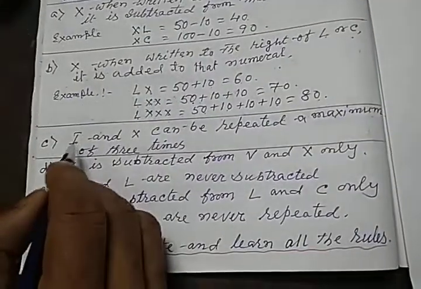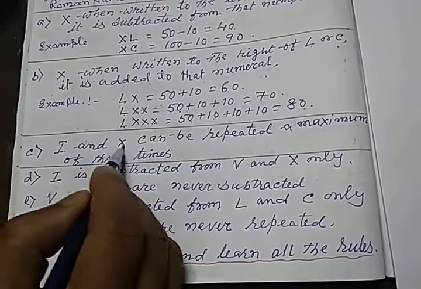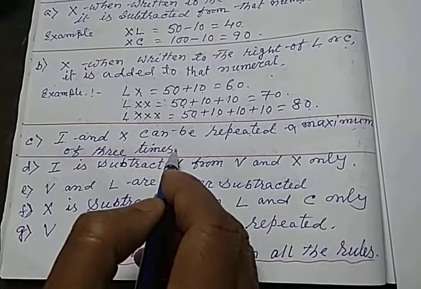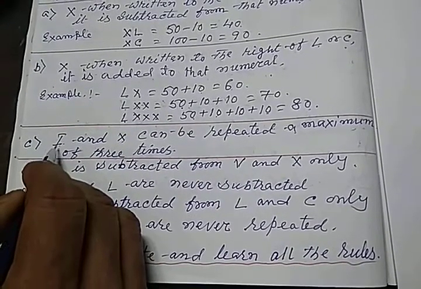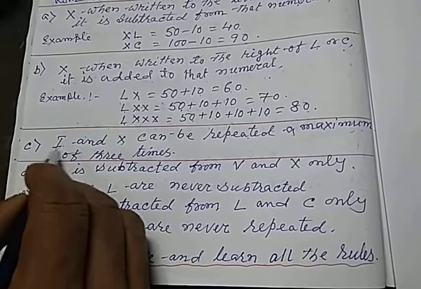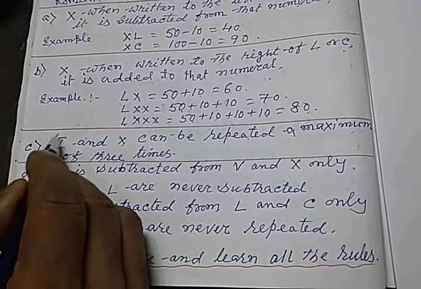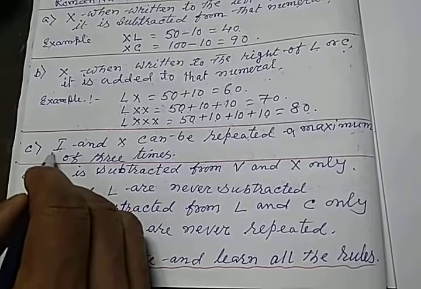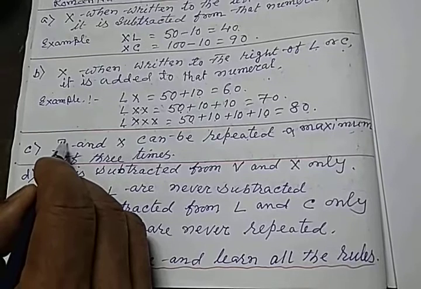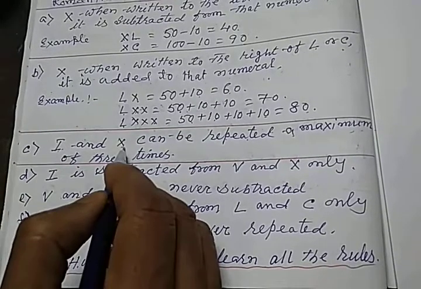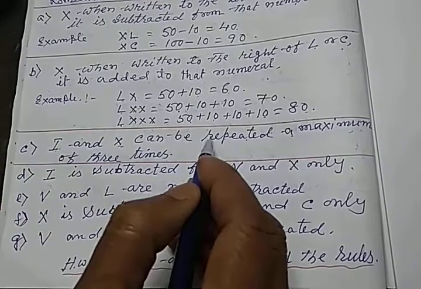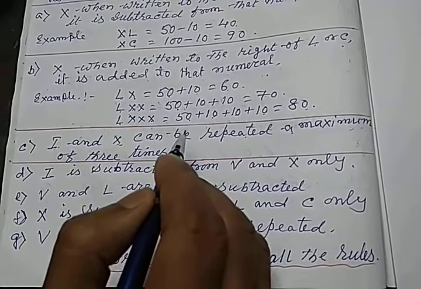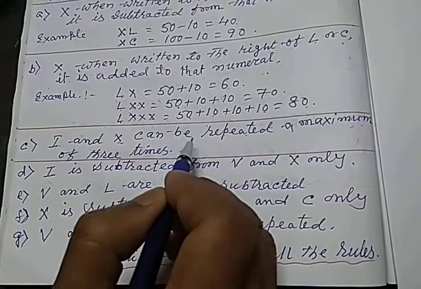Rule number C: I, C and X can be repeated a maximum of 3 times. That means you have seen that in class 3, on the board of class 3, it is written I, II, III. That means I can be repeated only 3 times. And similarly X also can be repeated a maximum of 3 times. That means I and X can be repeated maximum 3 times, not more than that.